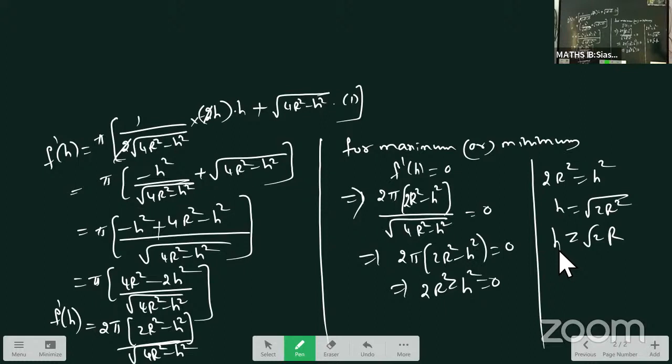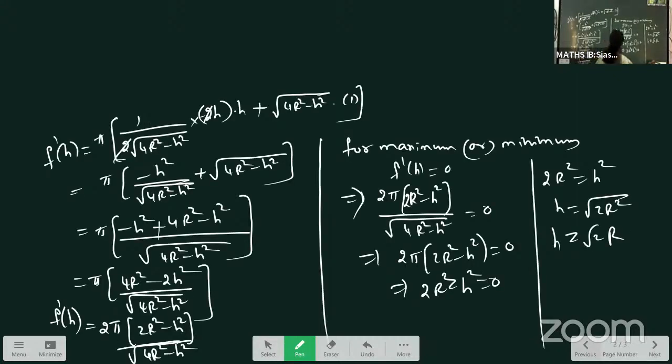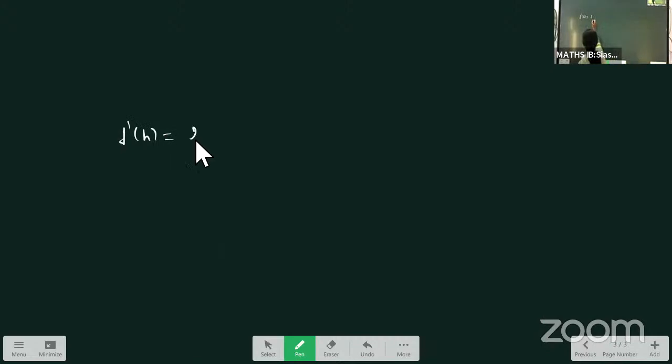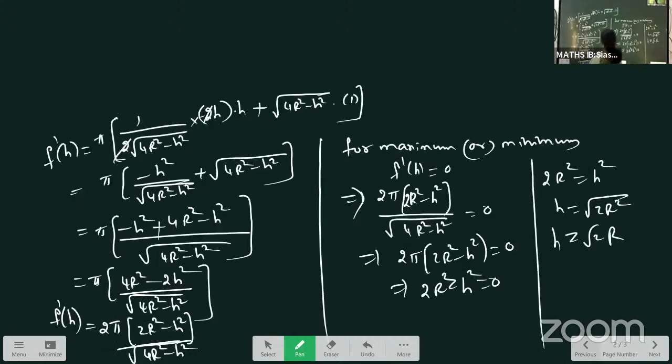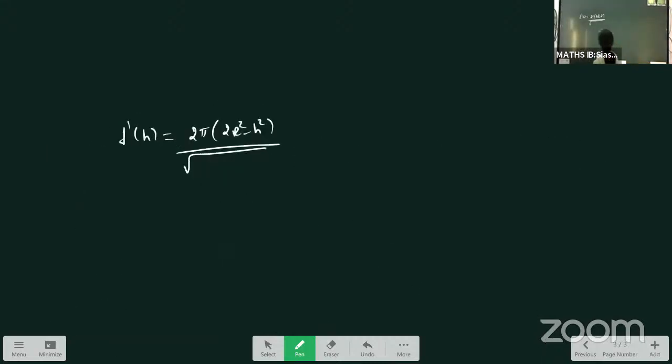For finding only maximum, what we required? F double dash of h we required. Okay. So f dash of h we have, right? So find out f double dash of h. Now, f dash of h is equals to what we have? So this is the value 2 pi into 2r square minus h square by under root of 4r square minus h square. This value we are going to find out.